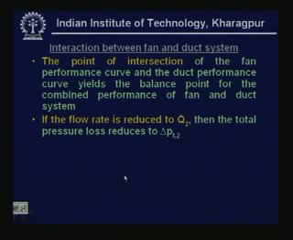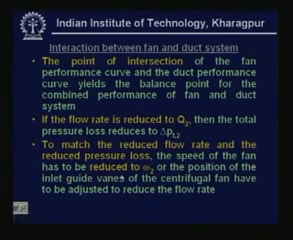If the flow rate is reduced to Q2, then the total pressure loss reduces to delta PT2. To match the reduced flow rate and the reduced pressure loss, the speed of the fan has to be reduced, or the position of the inlet guide vanes of the centrifugal fan has to be adjusted to reduce the flow rate. So, you have to balance both the fan as well as the duct at every changed condition. At all points they have got to be balanced. So, if you have the performance characteristic curves, using them you can find out the balance points.